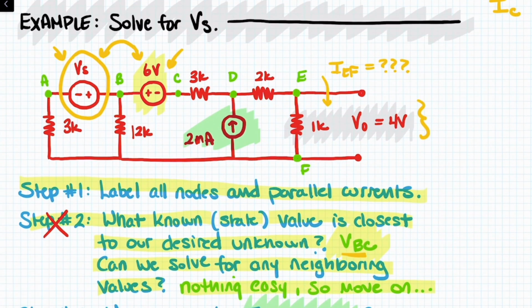So really all we can do is take this current and split it into two different pieces, but we don't know what ratio they have with respect to one another. We don't know if IDC is equal to IDE. Do they have a 2-to-1 ratio? It doesn't give us much information, unfortunately.